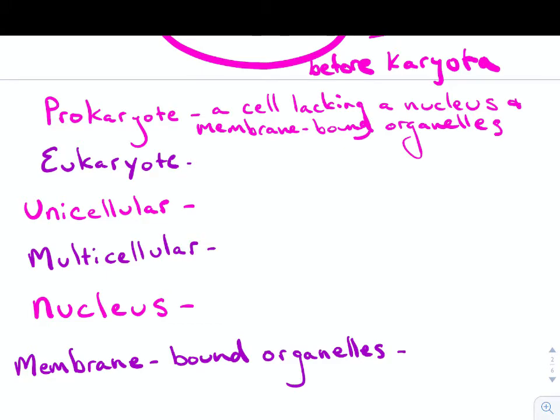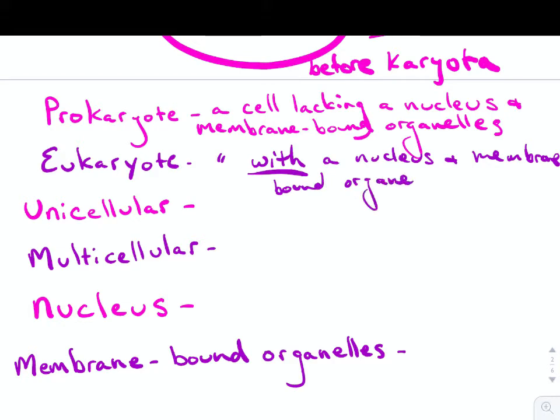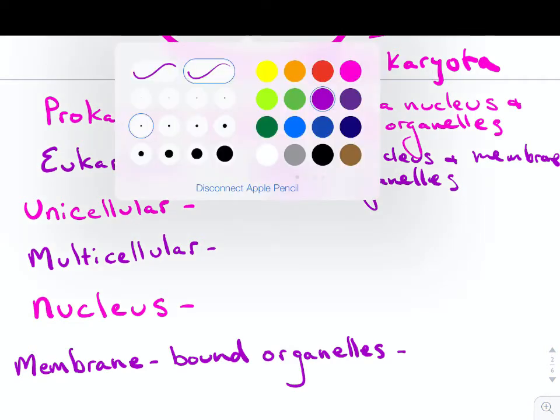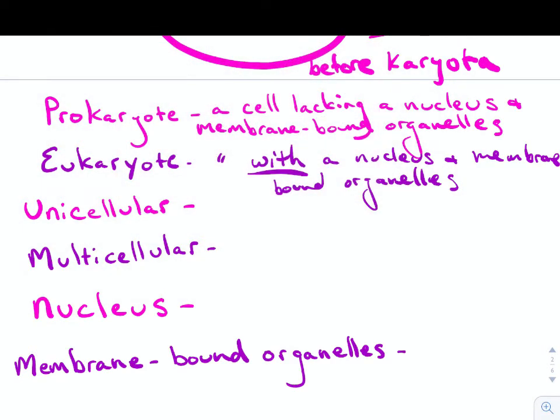A eukaryote, I'll switch it up here so we can keep them straight, is a cell with a nucleus and membrane-bound organelles. When we get to unicellular and multicellular, it is interesting to note that these organisms, prokaryotes and eukaryotes, can exist as a single-celled organism.